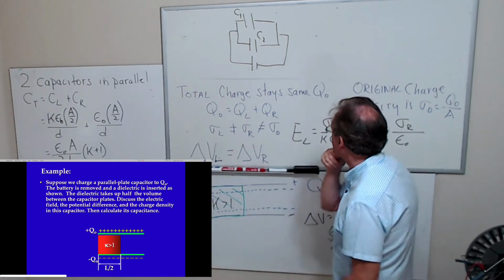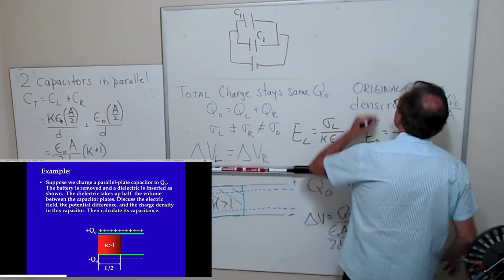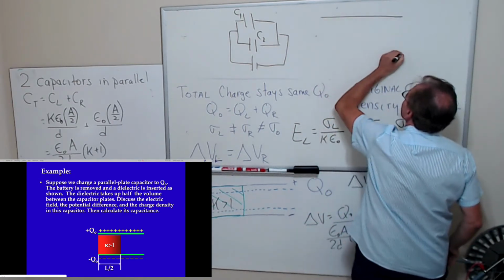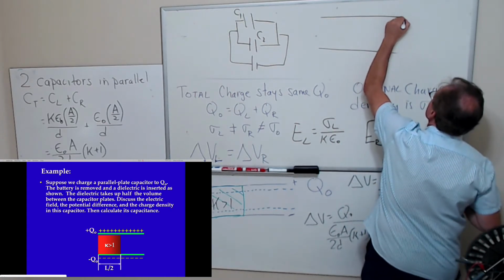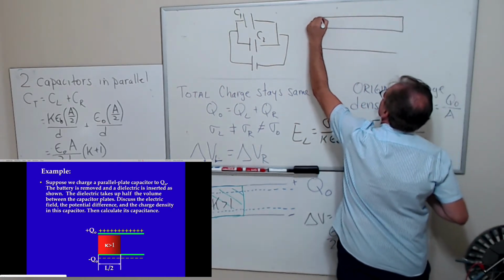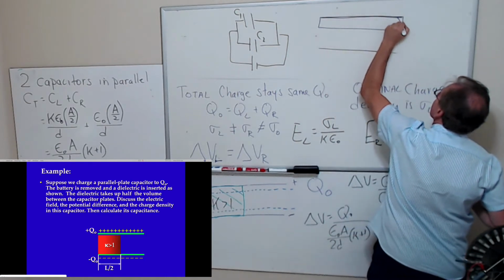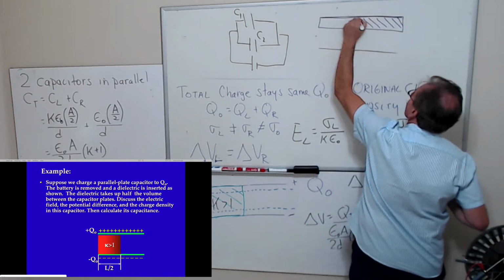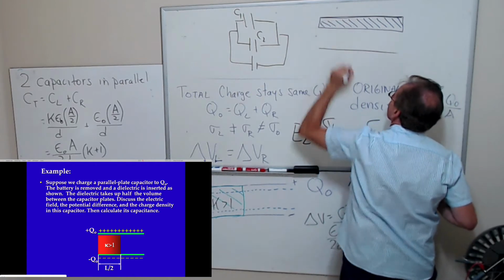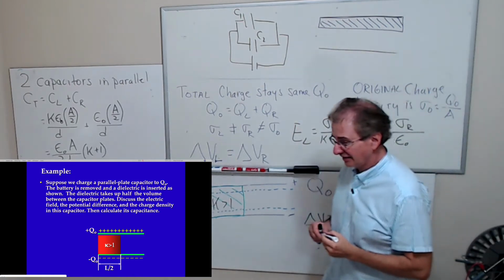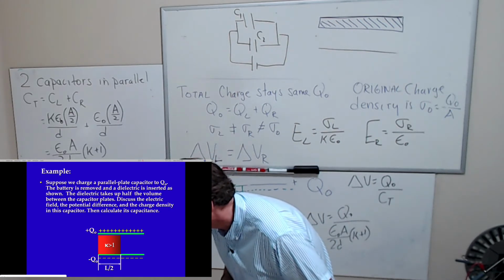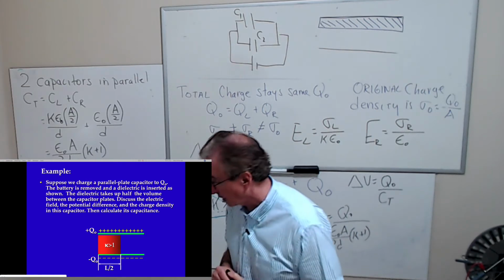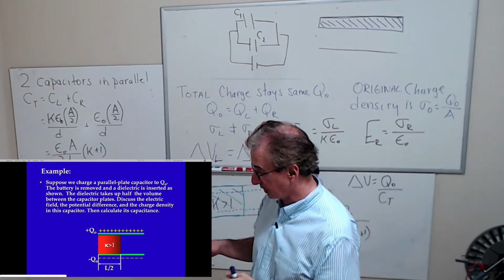I'm not sure I understand what you mean. The series case would look like this. Let me put the dielectric in between the plates. That's a series case. Capacitors don't have the same potential in series, right?